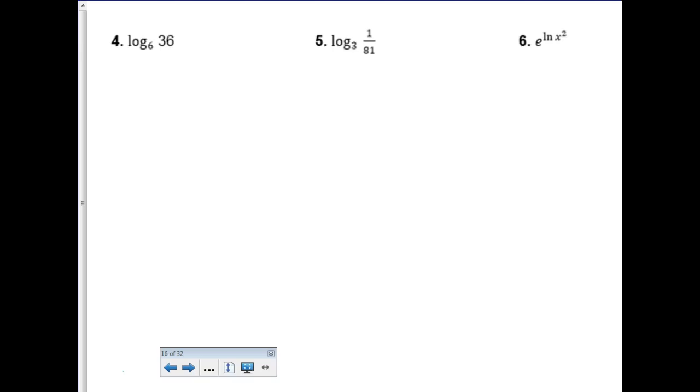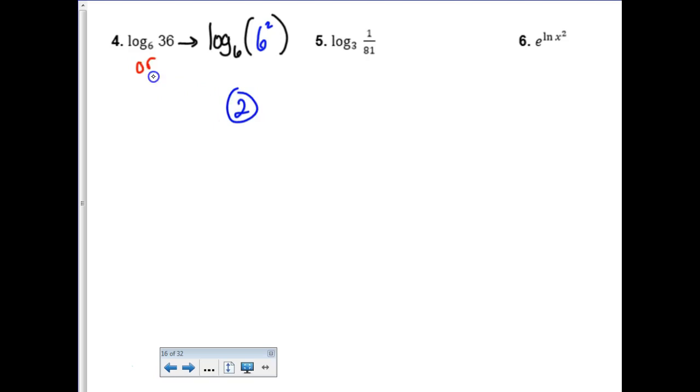Do they match? They don't match. So you have a choice. You could either look to make them match, or you could just rewrite it. So one way to answer this question is to rewrite 36 so that it is a 6. What's another way of saying 36 as a 6? 6 squared. So now the bases match, and I can clearly see that the 2's just going to drop down.